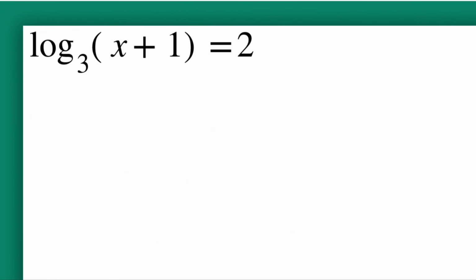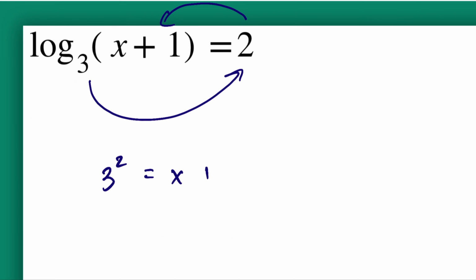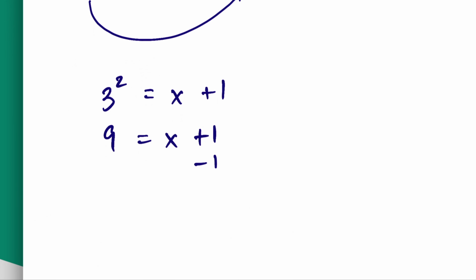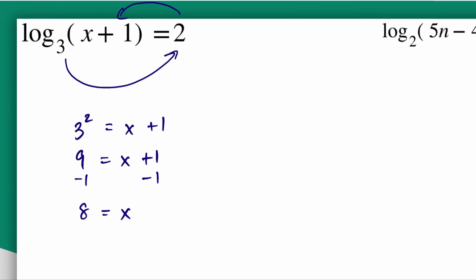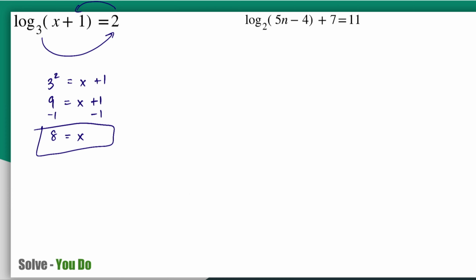By using that basic definition of what a log is and rewriting in exponential form, or using the circle method, whatever you want to call it, we get 3 to the power of 2 is equal to x plus 1. Well, 3 to the power of 2 is just 9, right? Is equal to x plus 1. You minus the 1, you get 8 is equal to x, or x is equal to 8. So we really just used what a logarithm is there, okay?